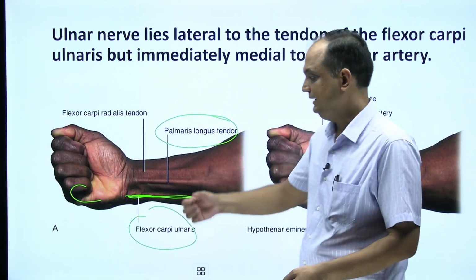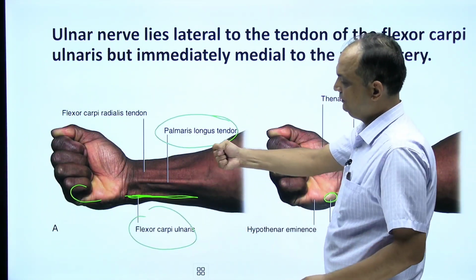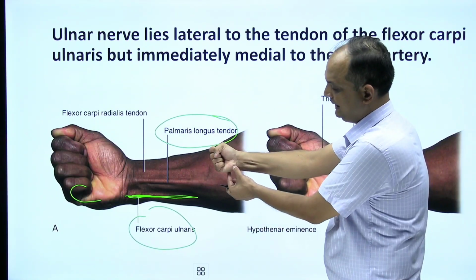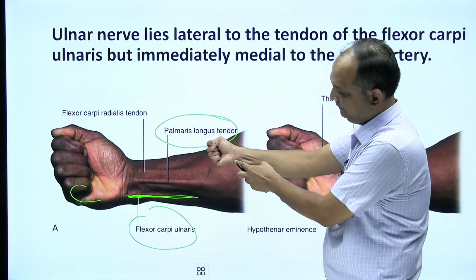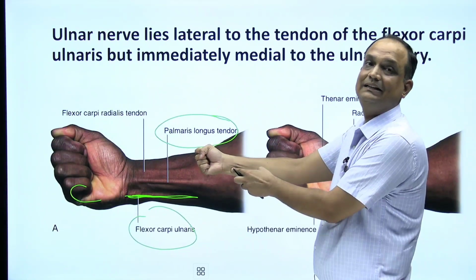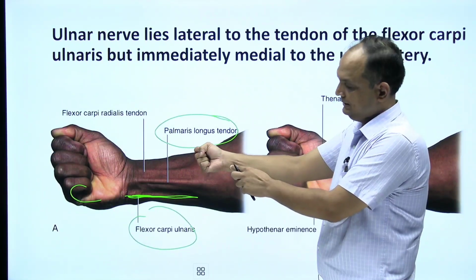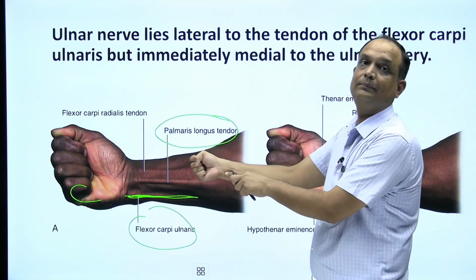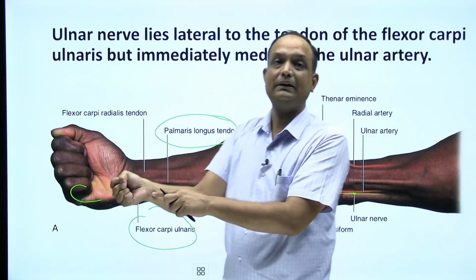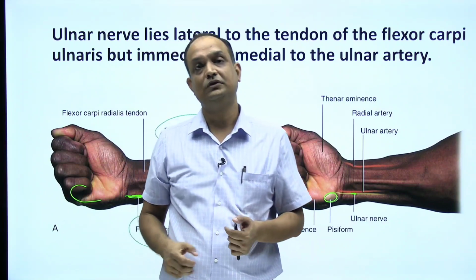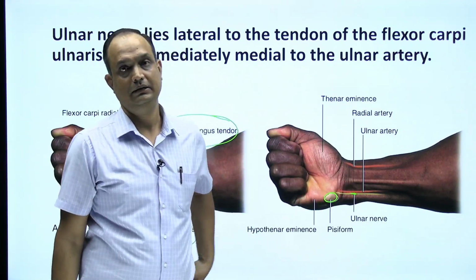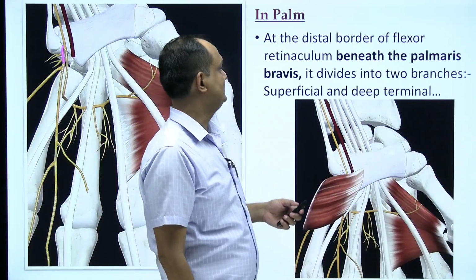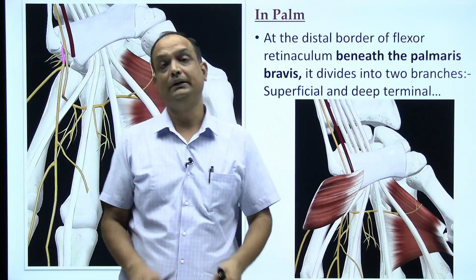So with this tendon arrangement, you can palpate your pisiform bone, and next to the pisiform bone you can trace the tendon of flexor carpi ulnaris, and next to the flexor carpi ulnaris I can compress or feel the pulsation of the ulnar artery, and the nerve lies between the artery and the tendon. Clear? Now what happens in the palm?